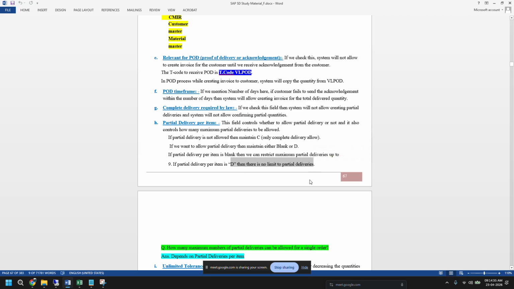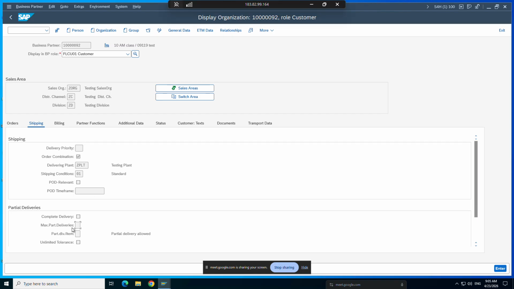I have one doubt, Deepak. Do we have to use VLPOD, the T code, or can we do it directly in BP by checking the box? No, VLPOD is a transaction. It's not a BP transaction. Whatever we see here, this checkbox, is under business partner. So if you want to put this checkbox, you have to come to BP.